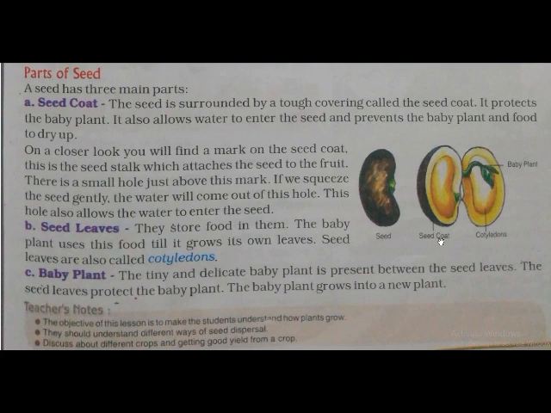The tiny and delicate baby plant is present between the seed leaves. The seed leaves protect the baby plant. The baby plant grows into a new plant. In the seed, before the growth of the plant, inside the seed, the baby plant is present. Until it grows and takes food from the outside, before that time it takes food from the cotyledons.